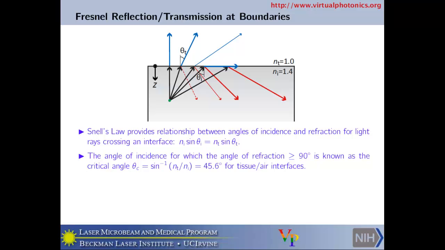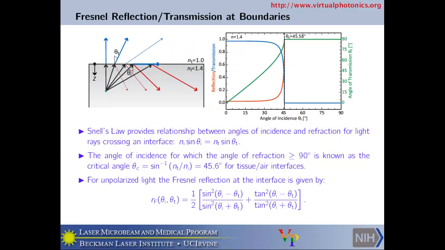Okay? So Snell's law provides this relationship between the angle of incidence and angle of refraction of light crossing this interface. We know this from high school physics. And there's a critical angle, in the case of a 1.4 relative refractive index between your tissue and air, for photons traveling at angles larger than roughly 45 degrees. All of that light gets totally internally reflected. None of it gets transmitted. Okay, so this is fairly basic. So the question is, how do we deal with this mathematically?